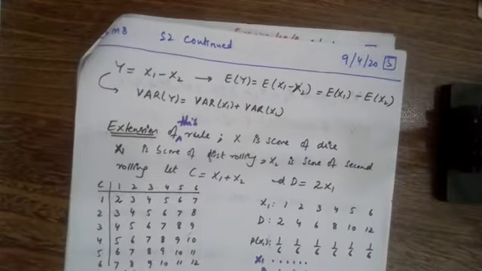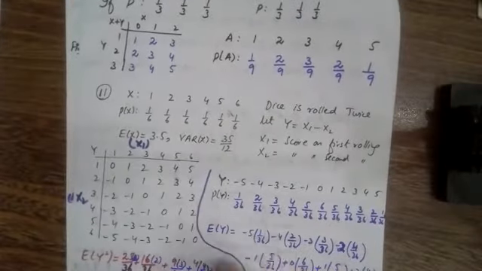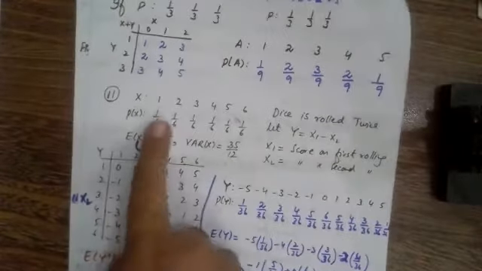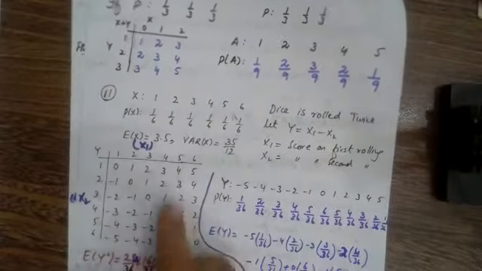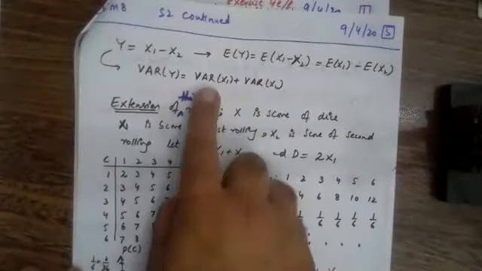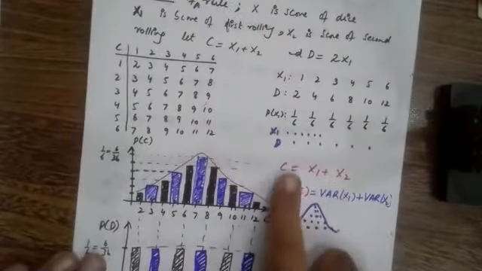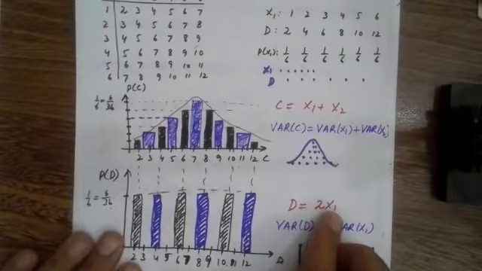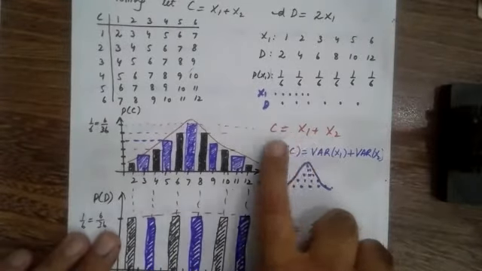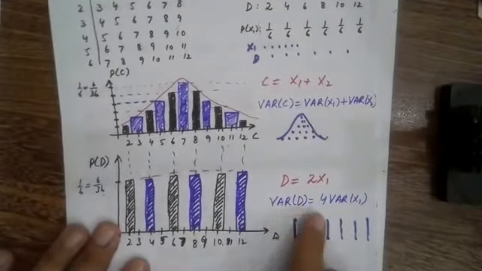We proved it mathematically. When we used this example, we showed that x itself was ranging from only 1 to 6, but the difference was ranging from minus 5 to 5. The variance of y clearly was more than the variance of x, and it was due to this reason that we arrived at this conclusion. Then we studied the sampling distribution of x1 plus x2 and only twice of x1. We proved over here that the variance of C is equal to variance of x1 plus variance of x2. But in the case of D, variance of D is 4 times the variance of x1.